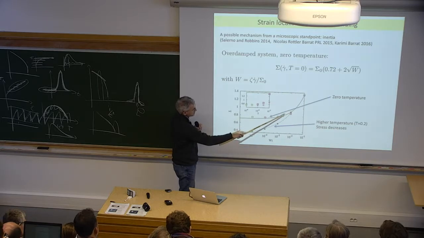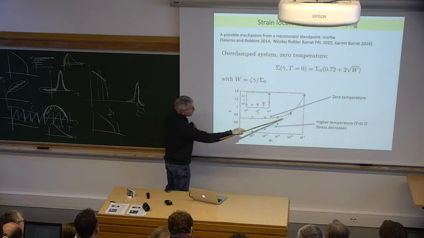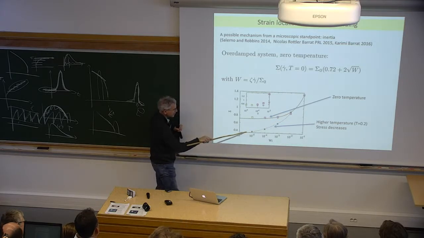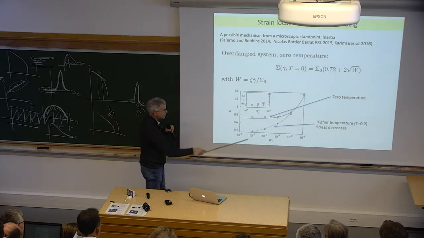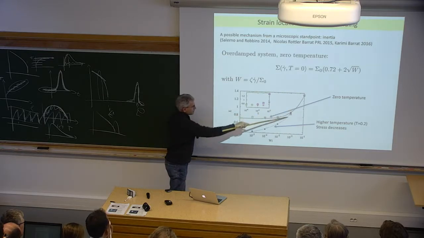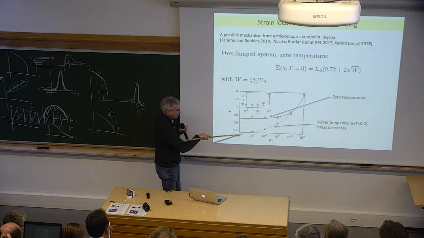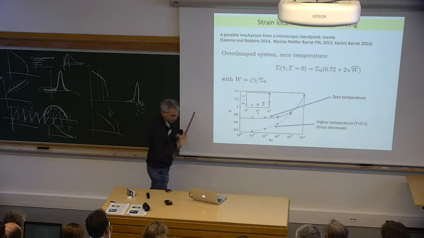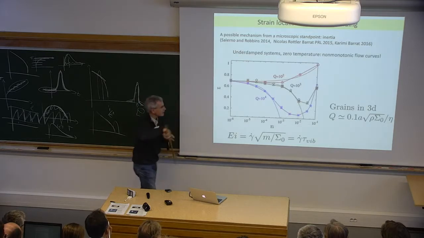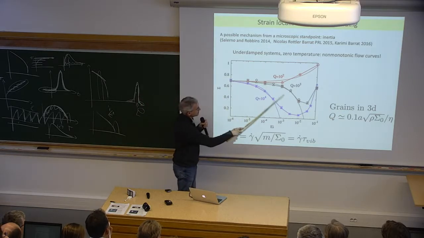Now, if you introduce temperature and noise, quite reasonably you find a similar flow curve at higher temperature, except you now have a smaller yield stress and a smaller value of the stress for a given value of the strain rate. So as a function of temperature, for an overdamped system, you have a family of flow curves that are all monotonous, with a decreasing plateau value as a function of temperature.